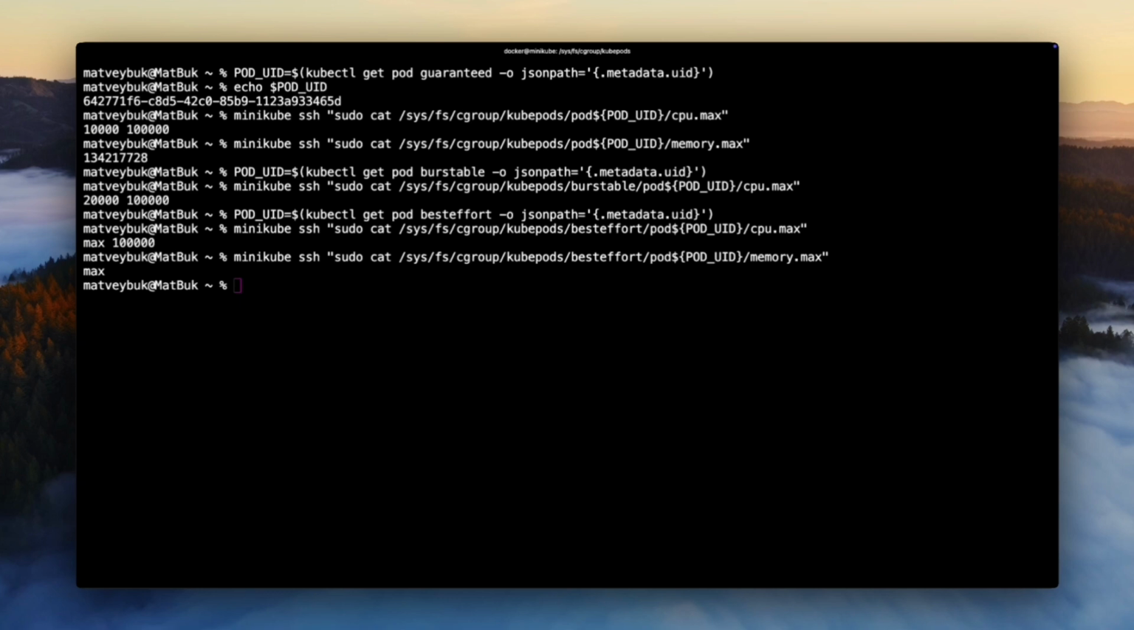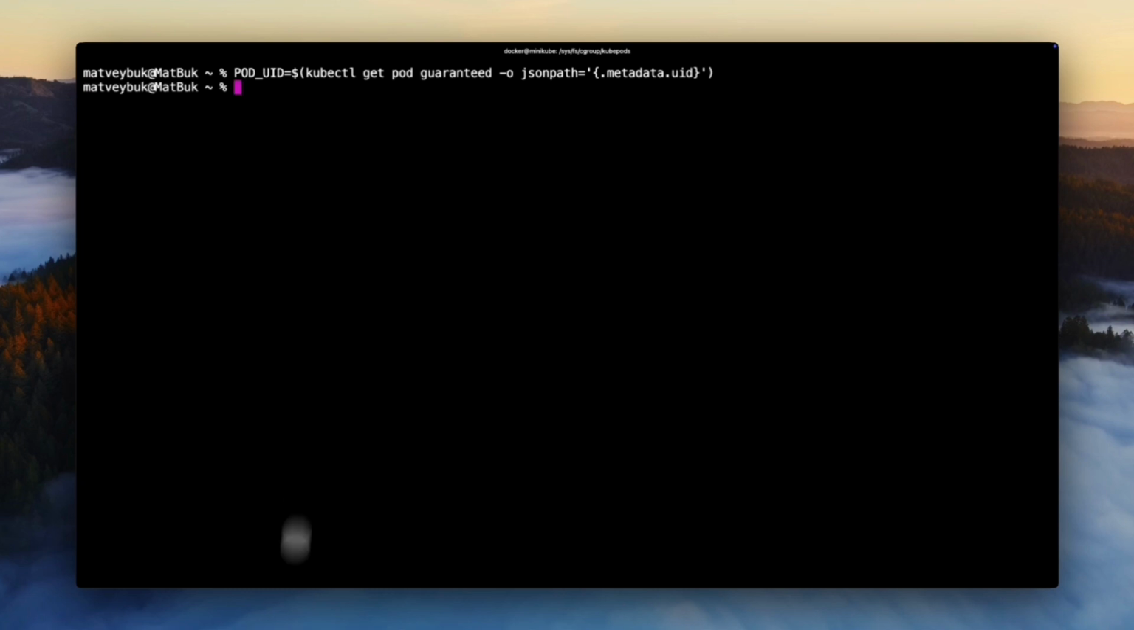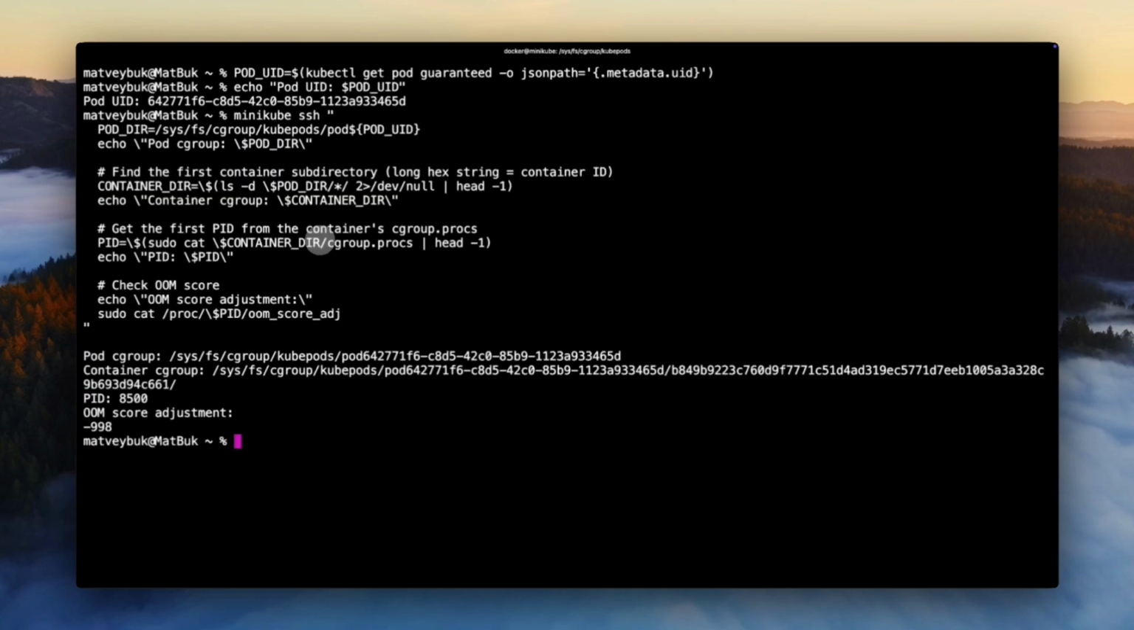So the structure is pod cgroup to container cgroup and then to PIDs in cgroup.procs. So first of all we will get the guaranteed pod UID, then find the pod's cgroup directory and look inside. The cgroup structure is kubepods / pod UID / container ID. The container subdirectories are named with container IDs, those long hash strings, and the actual process PIDs are in the kernel-level cgroup.procs file.